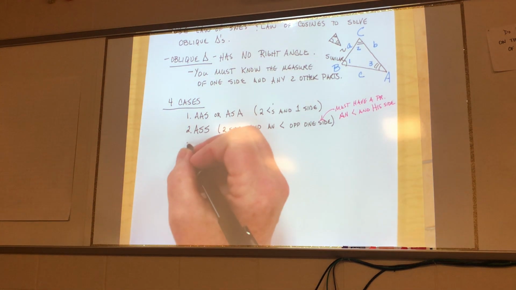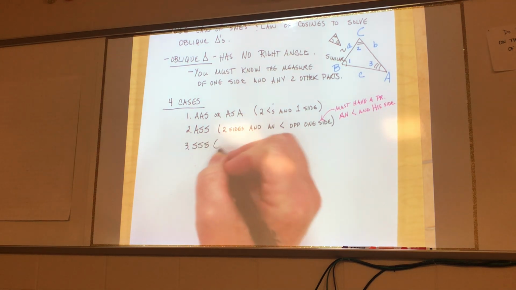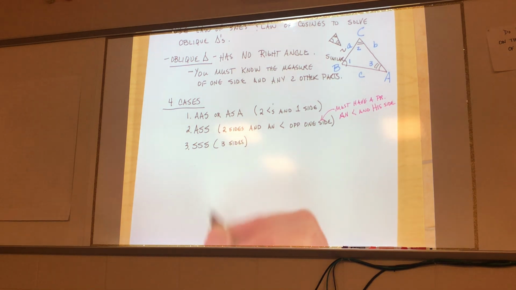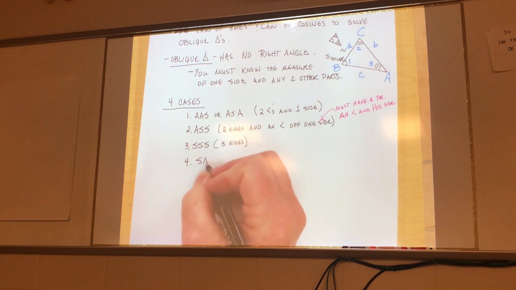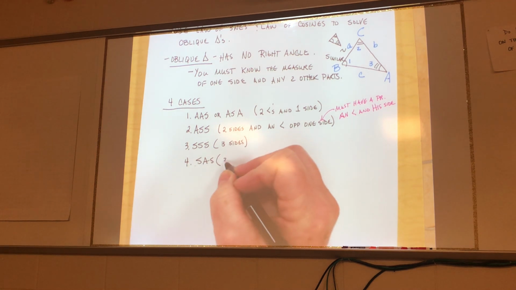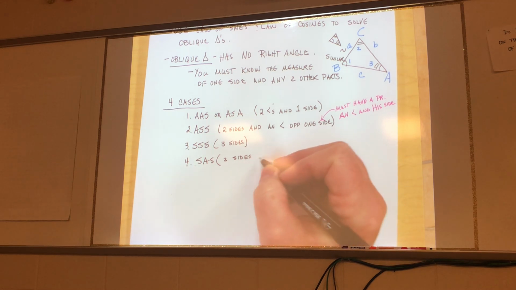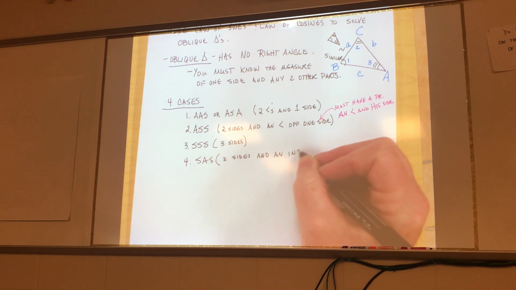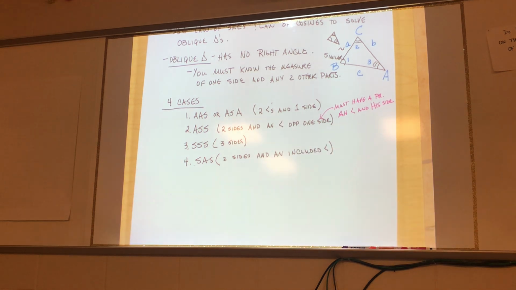Okay. So here's the next one. The next one is you could do side, side, side. Obviously, that's 3 sides. He's not bad. Here's the next one. Side, angle, side. So this is going to be 2 sides. And what about my angle? In between. Yeah. And it's called an included angle, because it's included in between the sides.